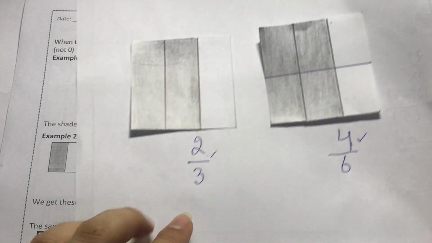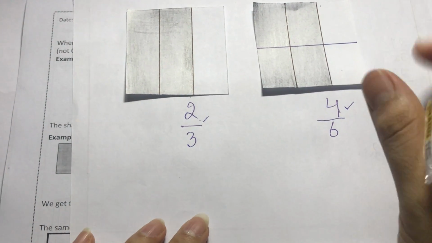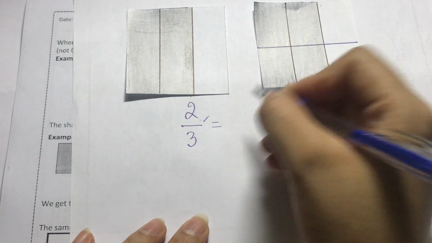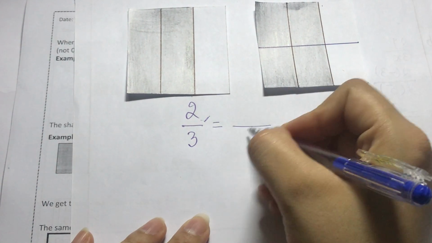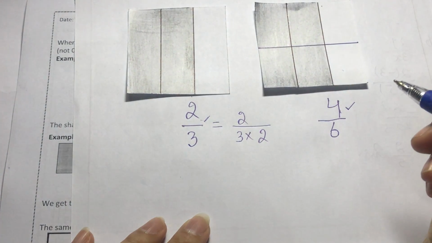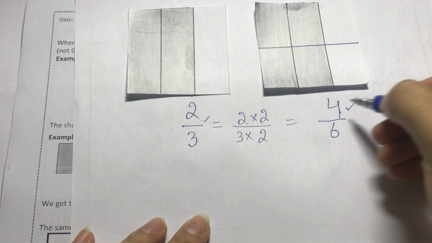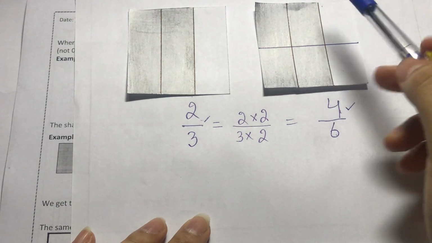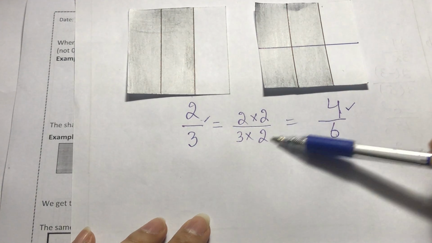And how will we get this 4/6? You can get this with the help of these shapes, or you can directly do it with the help of multiplication, right? How will we get 6? We will multiply this 3 by 2 to get 6. If you multiply your numerator and denominator, you can get 4/6. So there are 2 ways to calculate your equivalent fractions. One with the help of the shapes, the second with the help of multiplication, right?